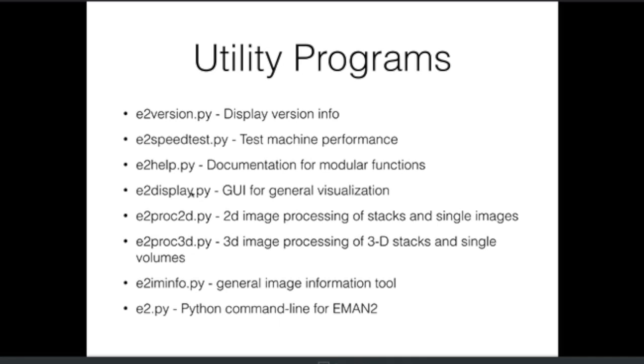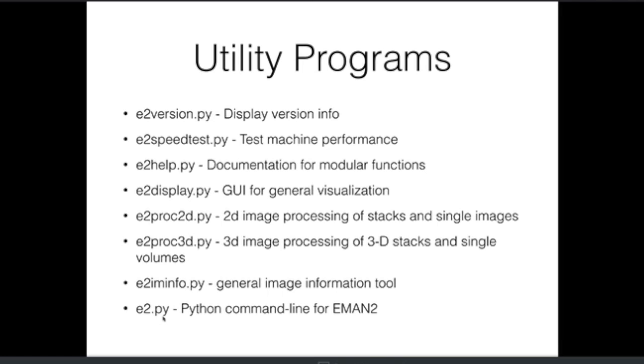E2 display is a GUI for general purpose image visualization that's compatible basically with every file format that EMAN supports. Basically, any program in EMAN will read any file format that the package supports, and in most cases, you can write to any file format as well, and it'll use the extension that you provide as a hint to what format you intend. E2 Proc 2D and Proc 3D are general purpose 2D and 3D image processing programs. ImInfo will give you general information about images, what format it's in, what header values are, that sort of thing.